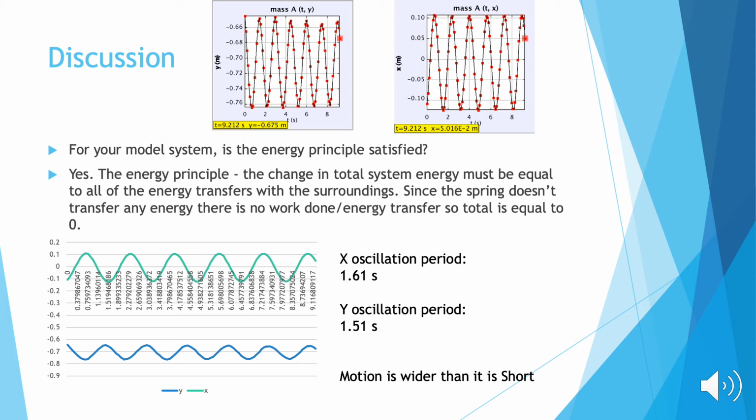And then also you can note the differences in the X and Y oscillation periods, where X is about 1.61 seconds while the Y is 1.51 seconds. And it is important to note that this is simply an average calculation done over 3 oscillation periods. And this is because the motion is wider than it is short.